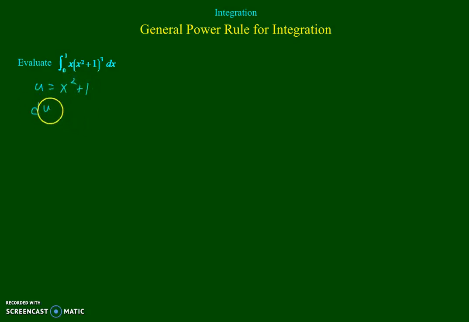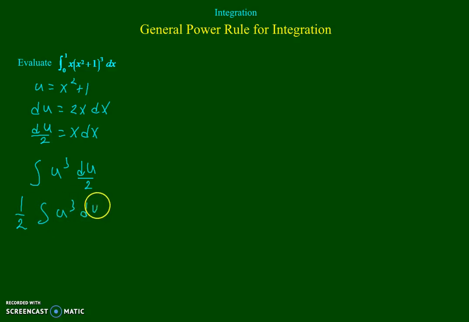And then my du equals 2x dx. I have an extra 2 in here, so I'm going to pull that out. So du over 2 equals x dx. Let's go ahead and do our u substitution now. So we have the integral of u to the third du over 2, pull out our 1/2, integral of u to the third du.